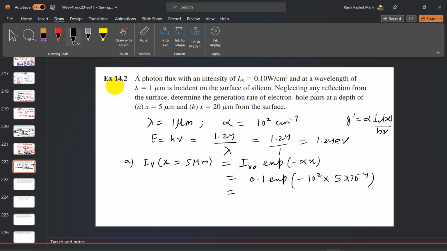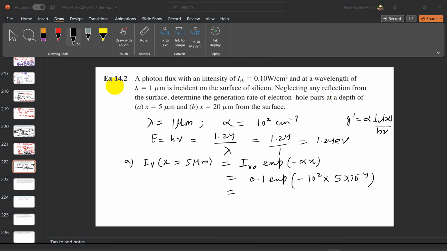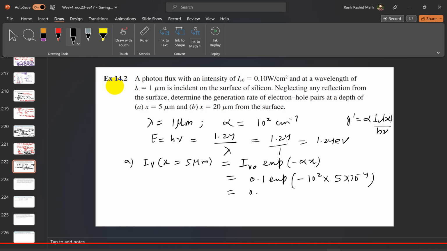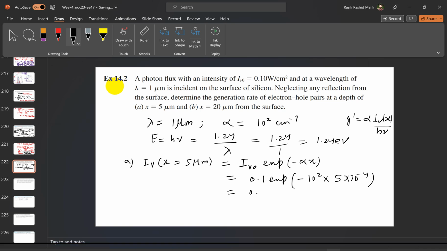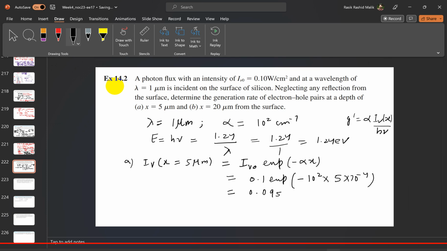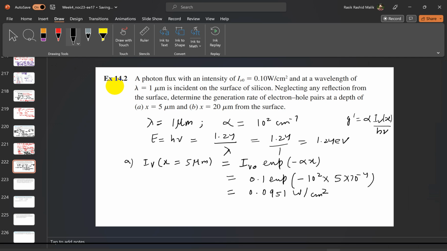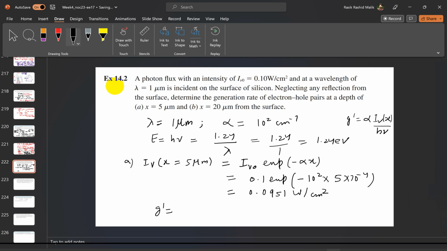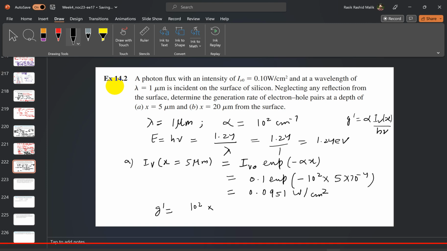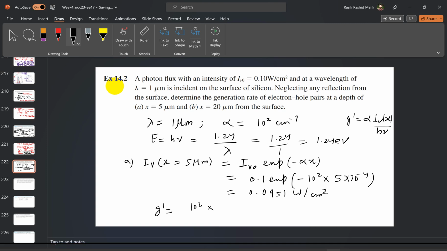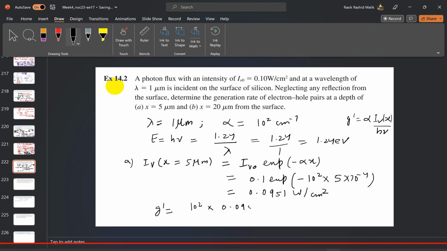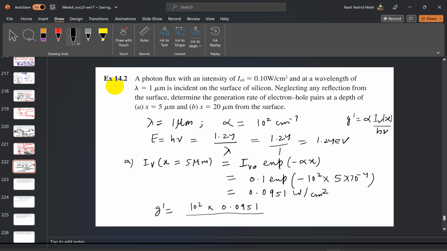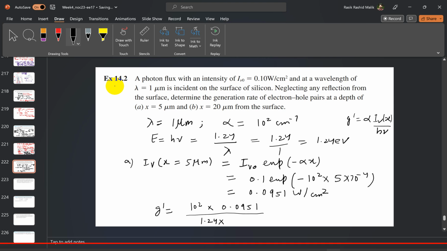And it is coming out to be equal to 0.0951 watt per centimeter square. And so for this case, the generation rate will be simply alpha, that is 10 to the power 2, and IV at x equal to 5 micrometer, that is 0.0951. Since this is in watt, the SI units, so we have to multiply the photon energy by the electronic charge.